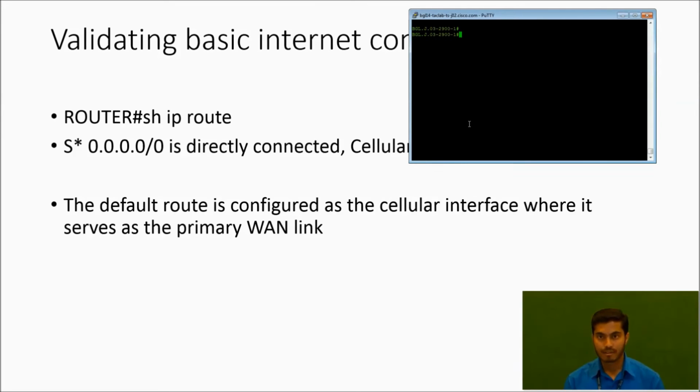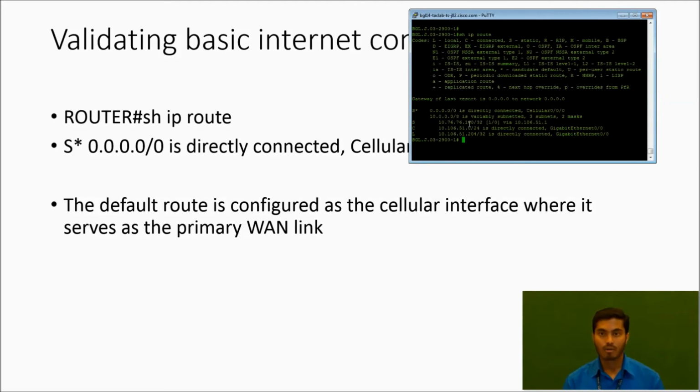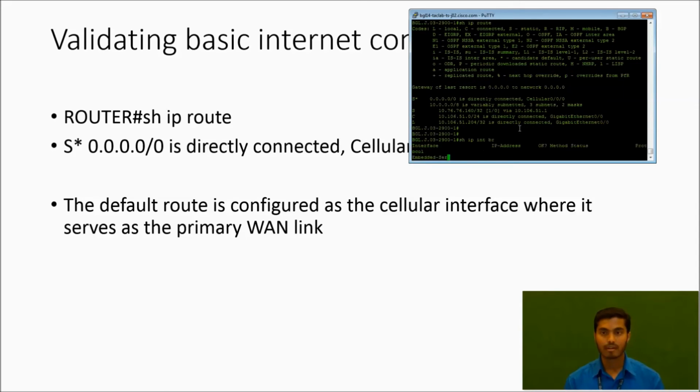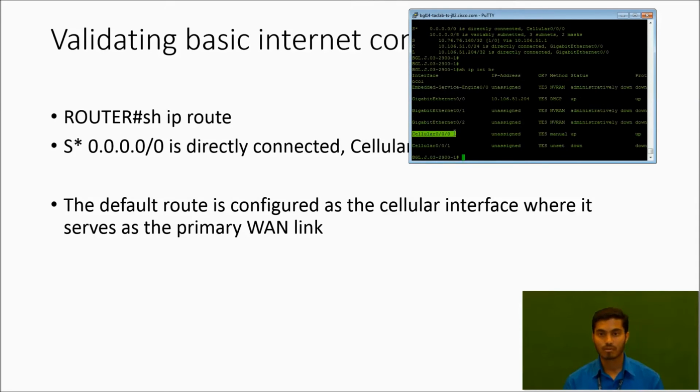Let's check the basic internet connectivity here. So all routes should be sent over the cellular interface, and let's check the status of the cellular interface. This is what we have configured, and the cellular interface is up, but we haven't got an IP address, and without an IP address we'll not be able to communicate. So the cellular interface has not acquired an IP address dynamically from the service provider here.